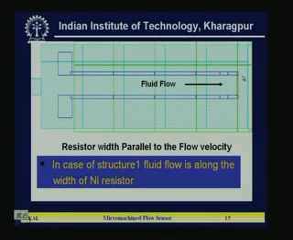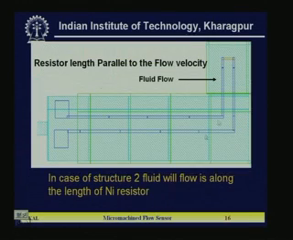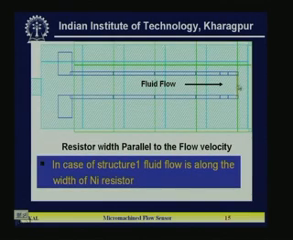The fluid flow is along the width of the nickel resistor. There is another structure where fluid flow is along the length of the resistor, and that is the second one. You can see here, if you make the design like that and the fluid flows in this direction, then the width is in this direction, so automatically the flow is along the length. There are two things you can do: flow along the length or flow along the width, and here it is along the width.